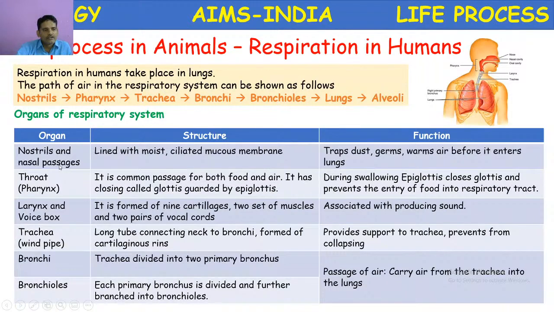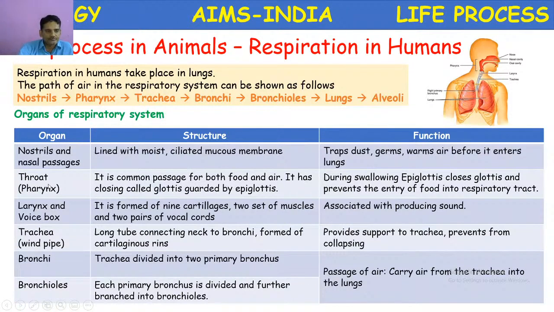Let us see. Nostrils and nasal passages are lined with a moist ciliated mucous membrane. The necessity of this mucous membrane is that it traps the dust, germs and any other organisms present in the air. Hot air, when it enters inside, may damage the respiratory system, so it cools that warm air before it enters the lungs.